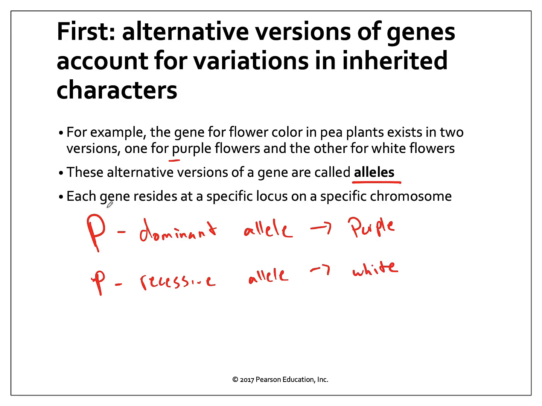He also decided that these genes have a specific place on the chromosome. So if this is the chromosome, the gene will always be in a specific location, or locus. A locus is just a specific location on a specific chromosome.